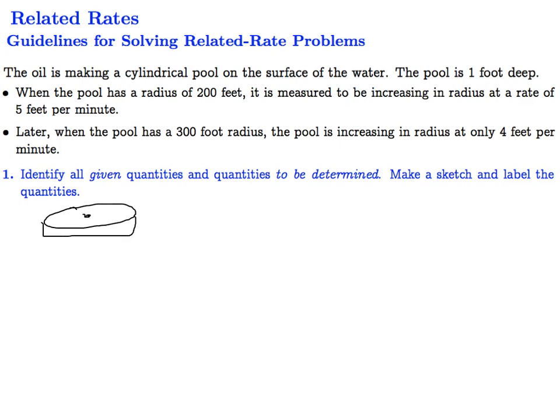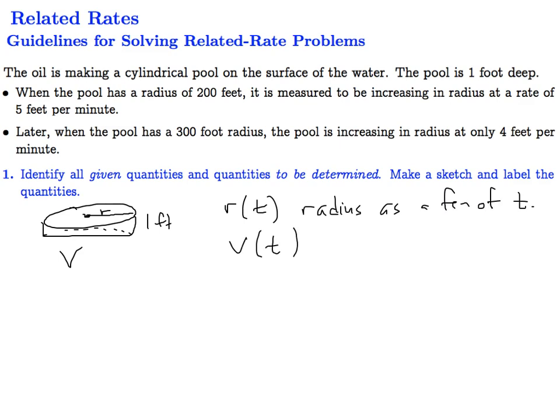And what we're given in the problem, so please excuse my poorly drawn cylinder, that's a cylinder, trust me, is that it's 1 foot deep, and we know it's got this radius here, and we also know that there's a volume going on. And so another thing I want to do is give these names. So R of t is going to be a function that gives the radius as a function of time. And also volume, V of t, will give the volume of oil, again as a function of time. And we know some things about this.